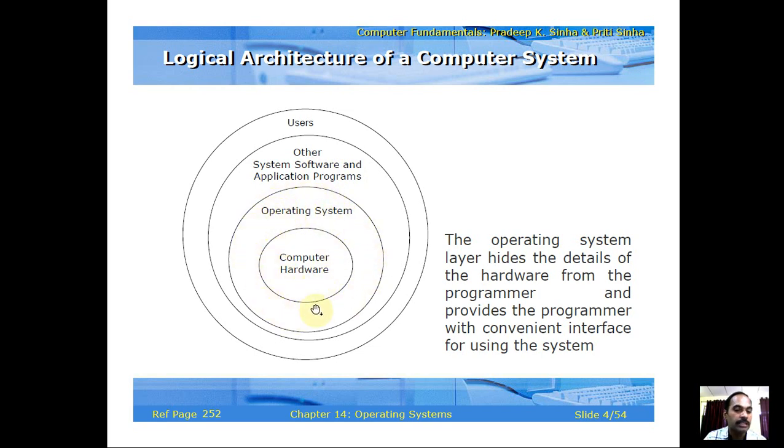So you can see here in this particular diagram, computer hardware is surrounded by operating system first. So this is the operating system area or section. Only if it is there, then only you can work with the system software and other things. The operating system layer hides the details of the hardware from the programmer and provides the programmer with a convenient interface for using the system. So with the help of this operating system, the user generally doesn't know how the machine works, because it is hidden. The operating system will take care of all these jobs.